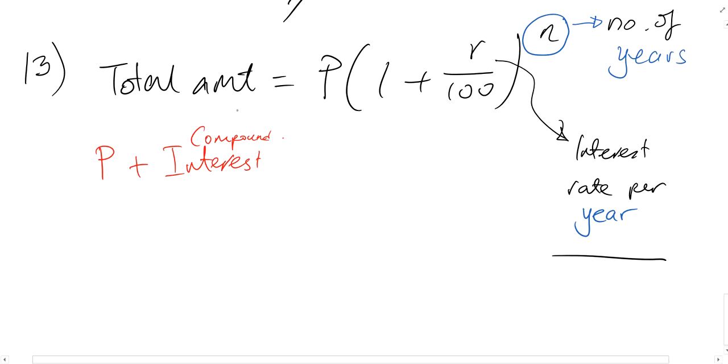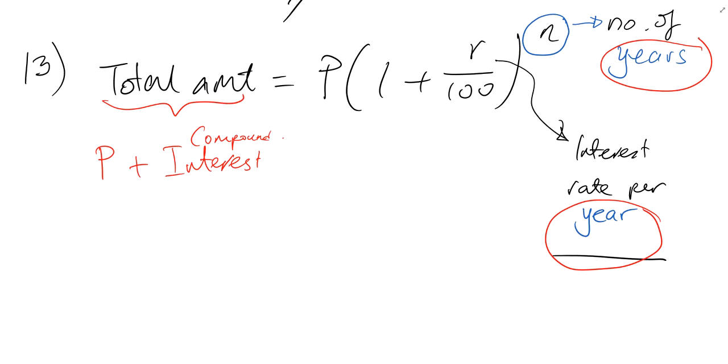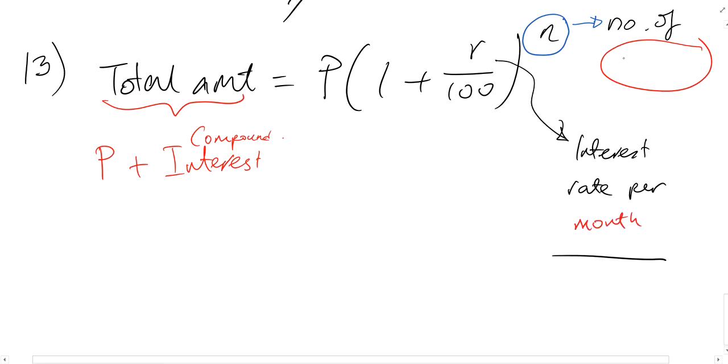Now, I really hope in the 2019 O-level paper, when they come out with the compound interest question, because it's very likely they will, I hope the question is in terms of years. If it is not in years, for example, if it is in months, then this will be interest rate per month. Then this will be the number of months. It could be number of quarters. Then this will be quarters.